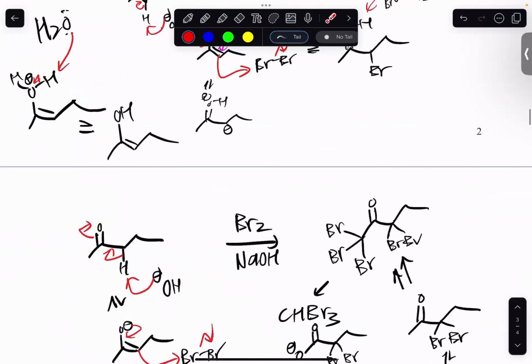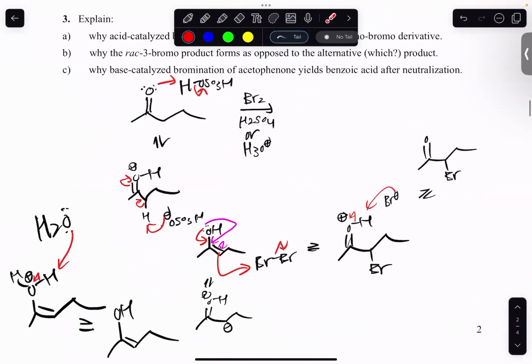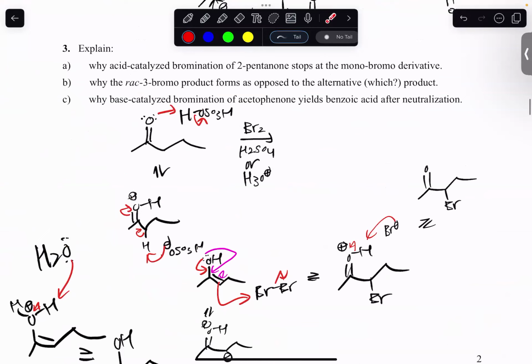In acid, the very first step is that the oxygen here attacks the proton. Because in acidic conditions, the very first reaction that happens is an acid-base reaction, since that's one of the fastest reactions in OChem. So that's the very first step here: protonate that carbonyl oxygen.